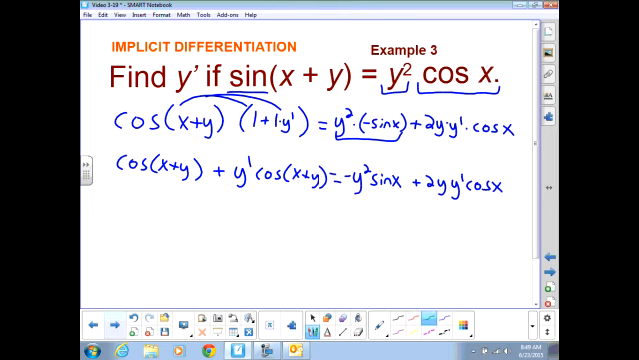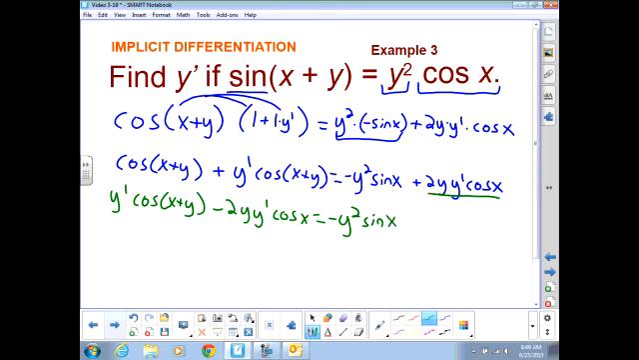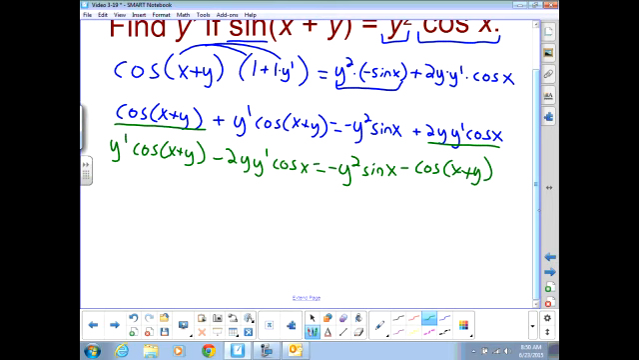Okay, and now it's very similar to the other examples. Get all the y primes on one side, pull the y prime out, divide it over. So maybe we'll get the y primes to the left. So we'll have y prime cos x plus y. This will have to be subtracted over, so we'll have minus 2y y prime cos x. The negative y squared sine x stays put. And this will have to be subtracted over to the right, so minus cos x plus y. So again, if you decided to get the y primes to the right rather than the left, you would just notice that your signs would all be different.